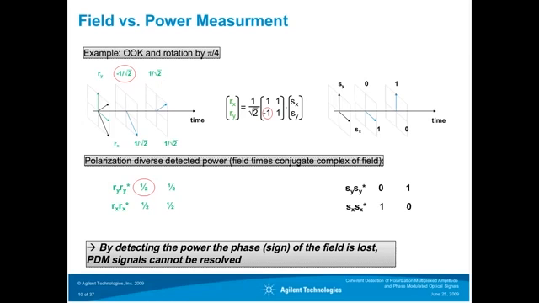Now, if you look at the power you would measure using these fields, you don't see a difference, because the power is the field times the conjugate of the field. So in this case, it's 1/2 for this combination, and it's 1/2 for this as well, because building the power, it's times the complex conjugate, so it's always a positive number. So in this case, you have completely lost any information. You have the same received signal regardless of what you have sent out at the transmitter. So by detecting the power, the phase of the field is lost, and that's the reason why you cannot resolve any polarization division multiplex signals using power detection, in contrast to field detection.